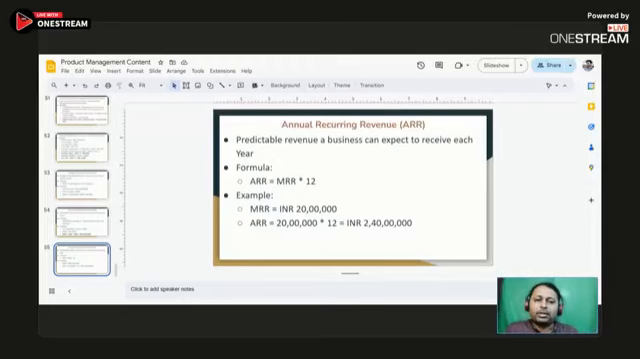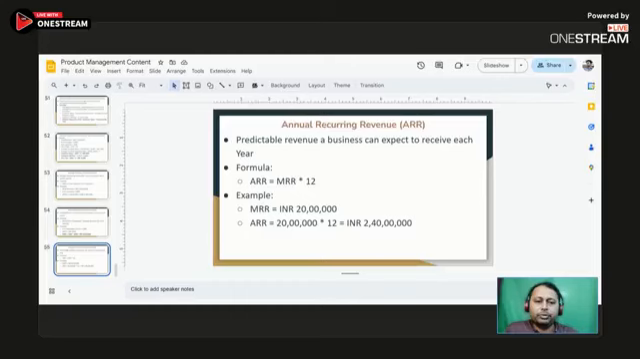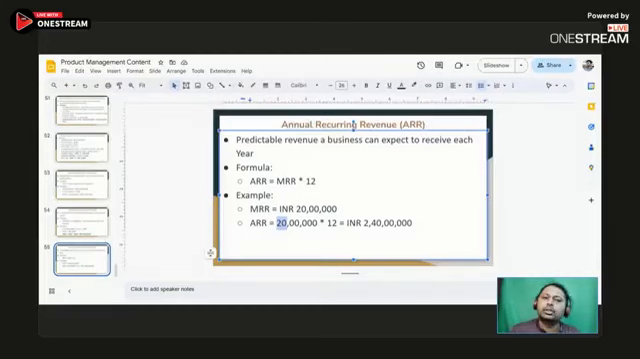The MRR you got in the previous calculation is 20 lakhs, and with that you'll be able to calculate the ARR as well. So ARR is 20 lakhs into 12, which is 2 crore 40 lakhs. So 2 crore 40 lakhs is the annual recurring revenue expected for the business from their existing subscribers. So this is about MRR and ARR.